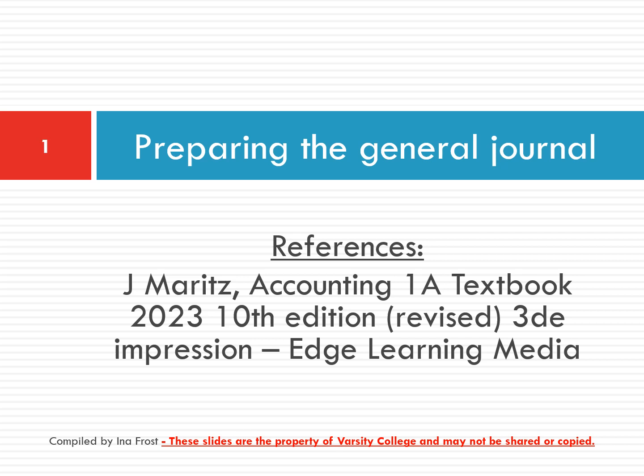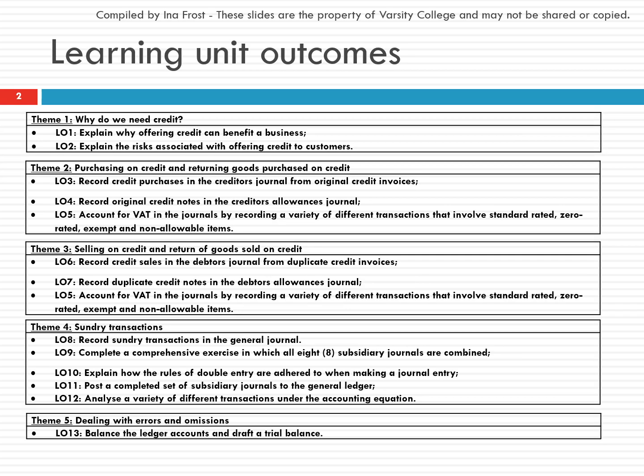In this video recording, we are going to revise the preparation of the general journal and making general journal entries. These are the learning unit outcomes for learning unit 5, and the general journal is covered in learning unit 5. Remember again that at the end of each learning unit, you need to go through these learning unit outcomes and make sure that you will be able to answer a question based on each one of these outcomes.